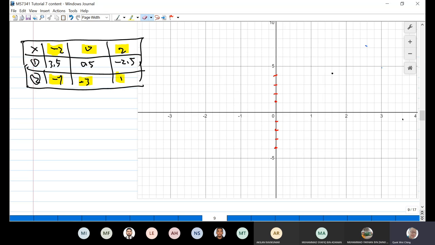Okay, the point is minus 2, 3.5. Where is minus 2? Minus 2 is here, 3.5. So minus 2, 3.5 is here. Then 0, 0.5, which is correct. And then 2 and minus 2.5. These are the 3 points I had marked wrongly. So then join again.